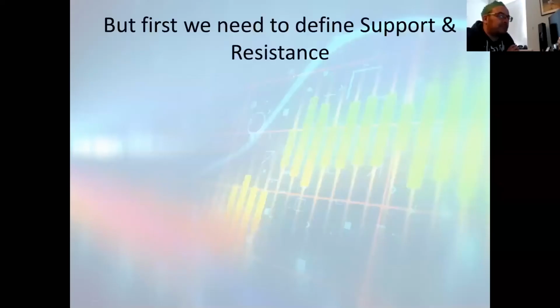To talk about what are support and resistances, right? How do you define support resistance? What does it really mean, support resistance? How do you plot support resistance, right?